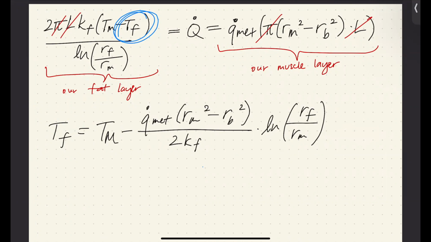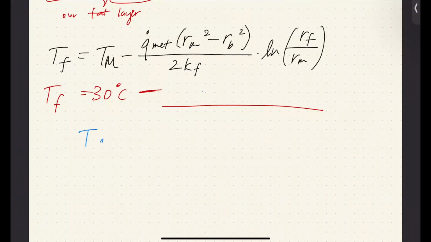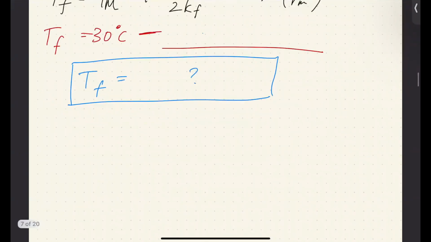So we have 30 degrees as our Tm, and then minus something. So we know our Tf is going to be lower. That's how we know this to be true. And we're just going to be plugging in and solving for all of this, and then you should have your final answer. So that is the walkthrough for question 1. Let's jump right into question 2.